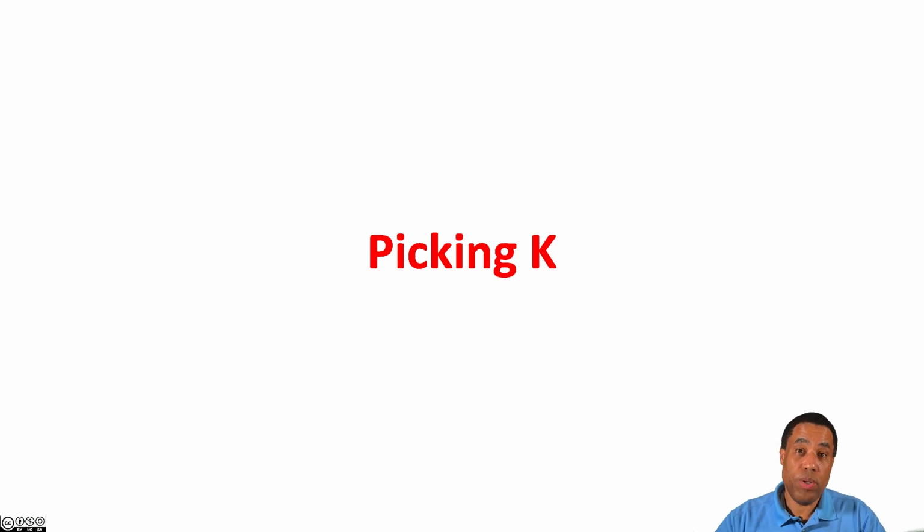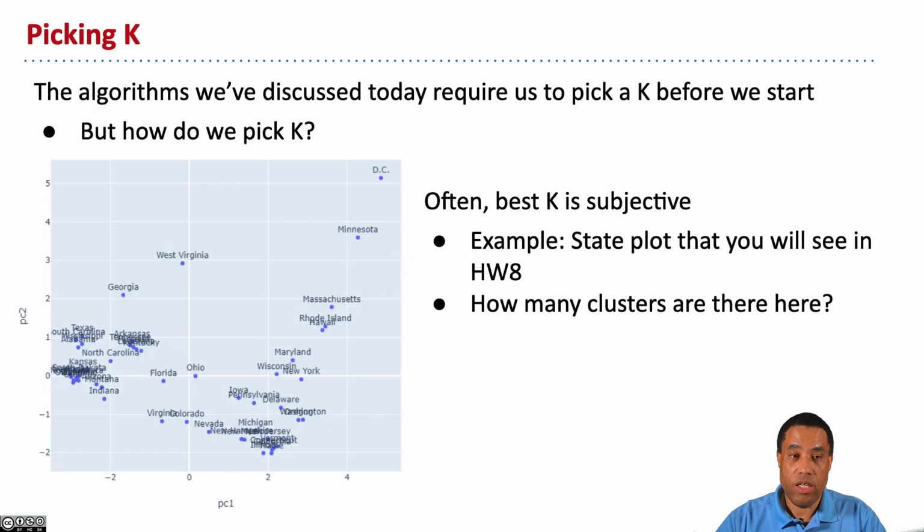Let's look at how we pick values of k. So the algorithms that we've discussed in this lecture, they all require us to pick a value for k before we can run that algorithm. So that leads to the natural question, how do we pick the appropriate value of k?